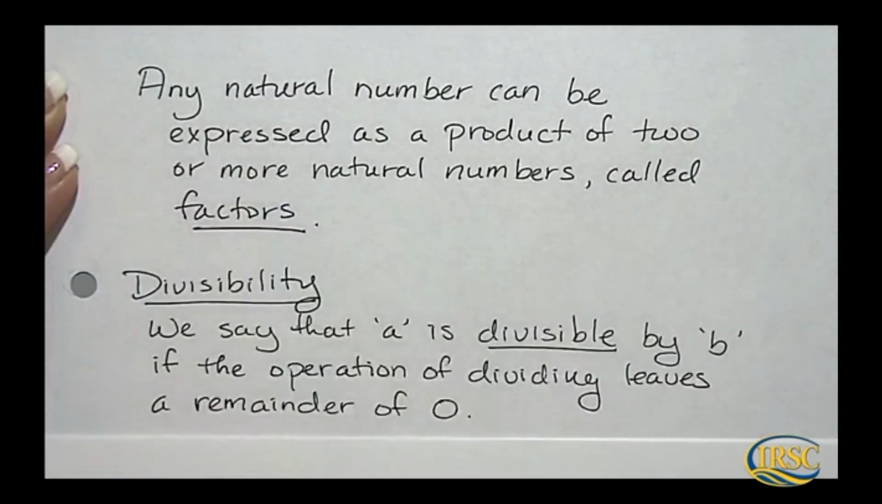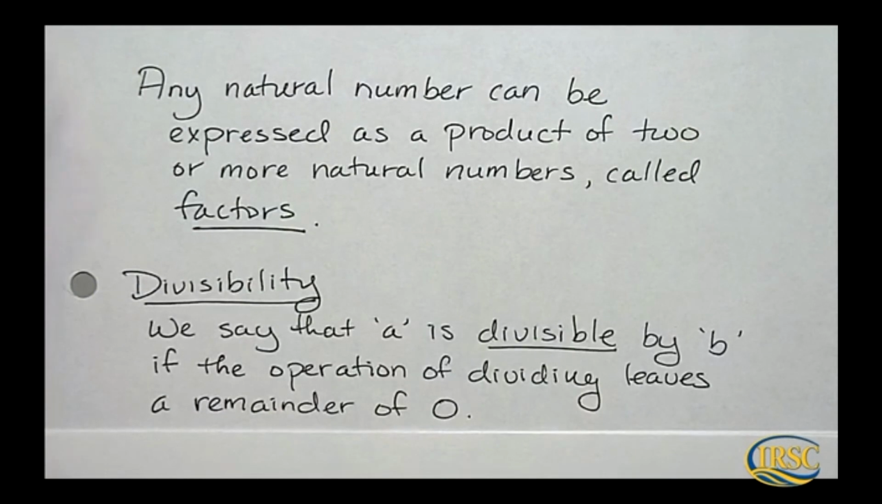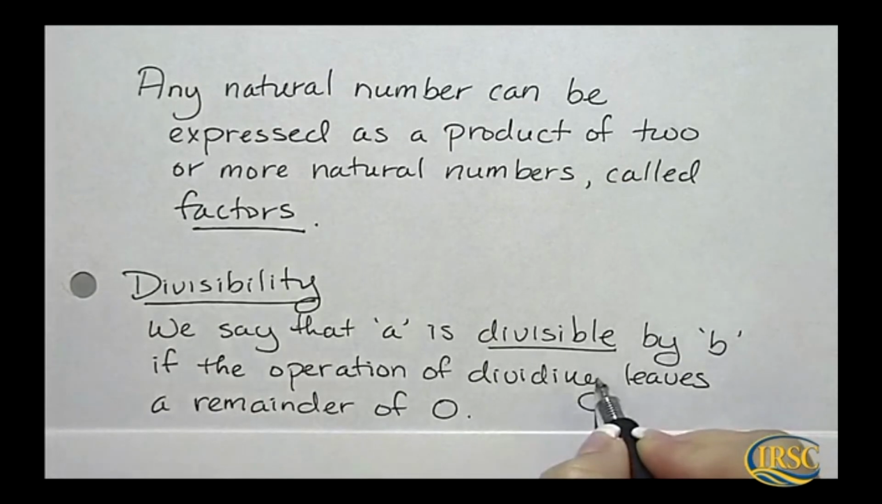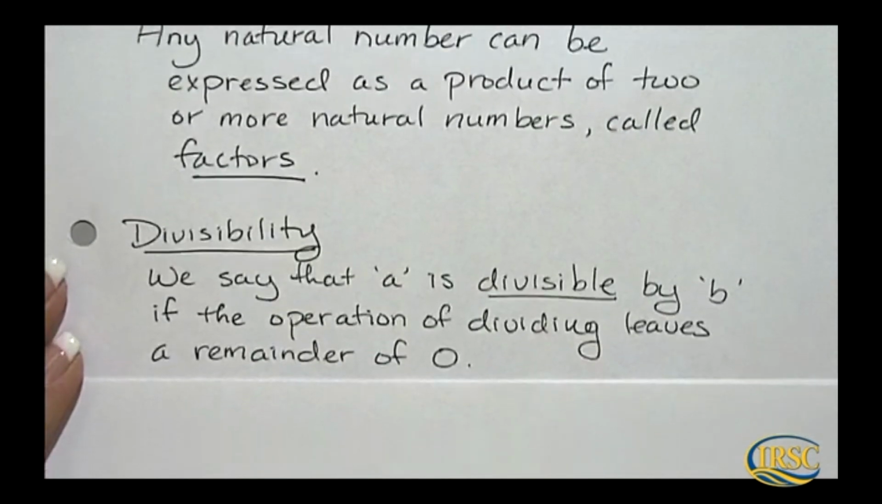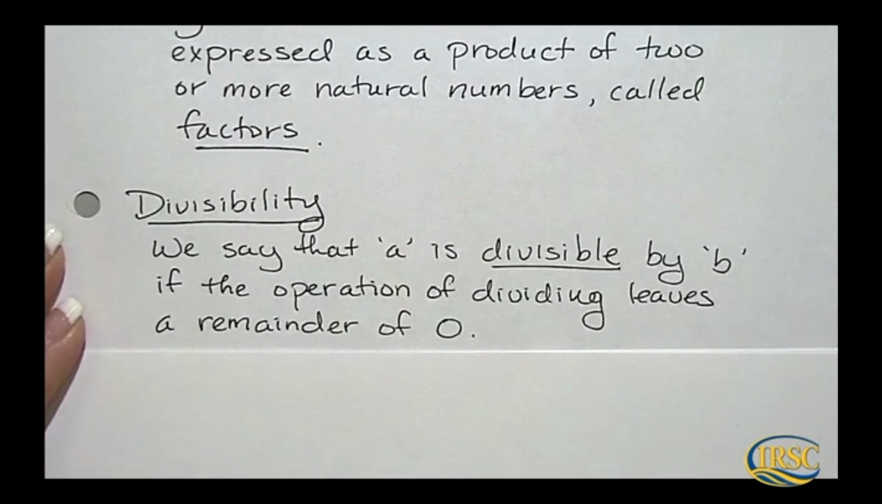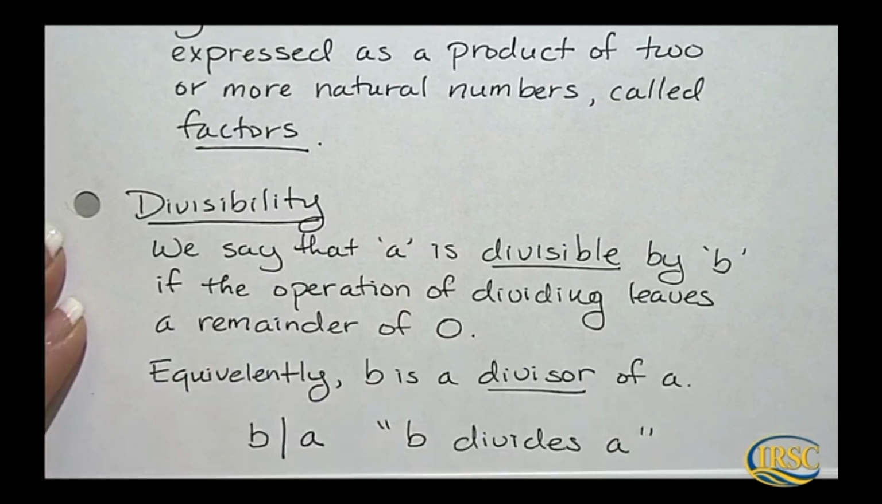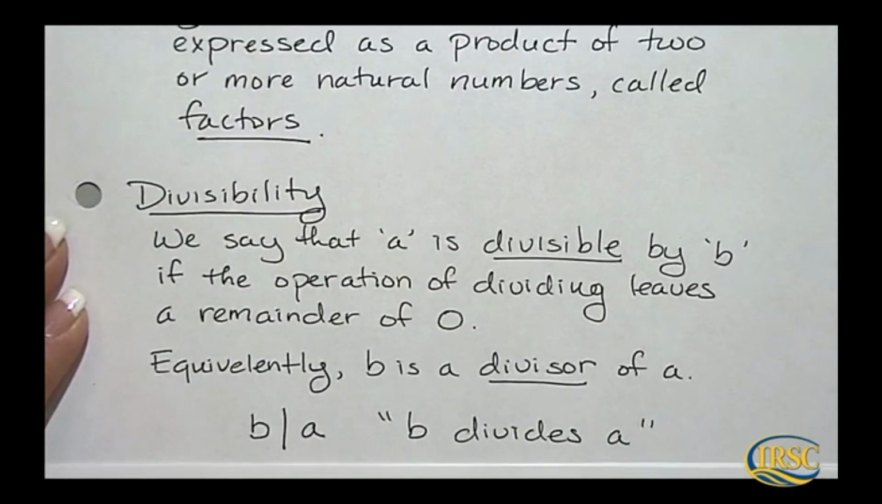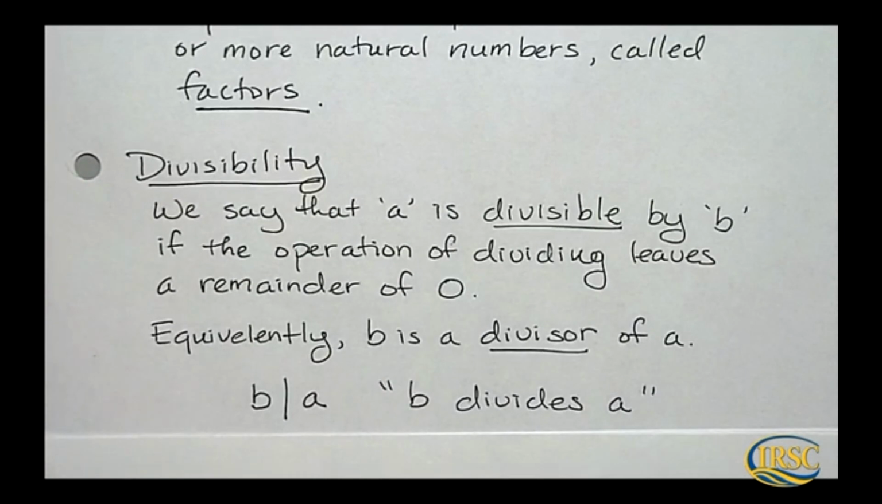All right, so I mentioned earlier that we're going to talk about divisibility. We say that "A", notice I put it in quotes because it's standing for a number, is divisible by B if the operation of dividing leaves a remainder of 0. So one way that we can show this definition mathematically or with symbols is like this. And I see a typo.